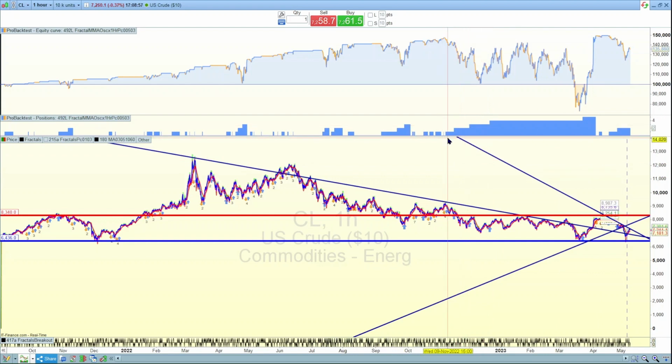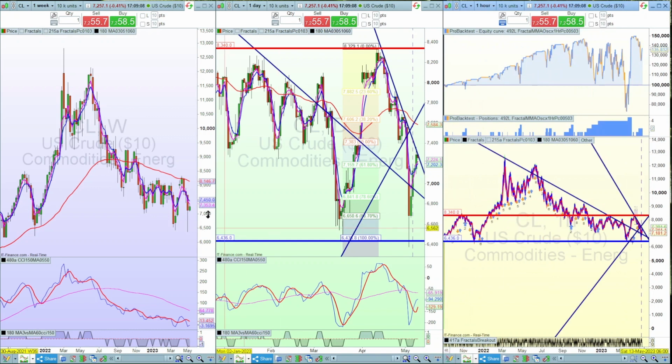Now, one thing to highlight in terms of the averaging down: this is running the program throughout the entire date range, going back to September 21. What I'm suggesting is you wait for the daily and the weekly charts to align, in this case going long.